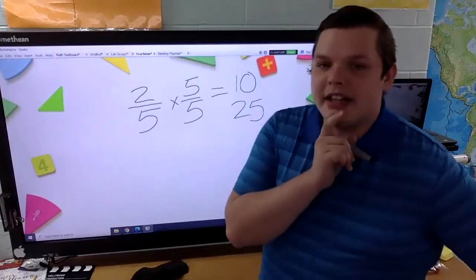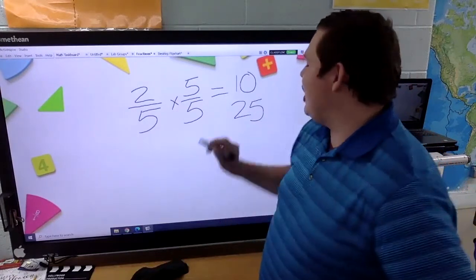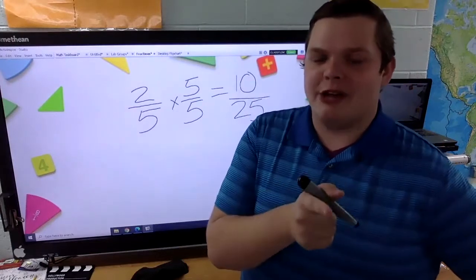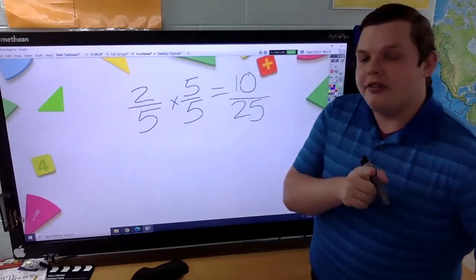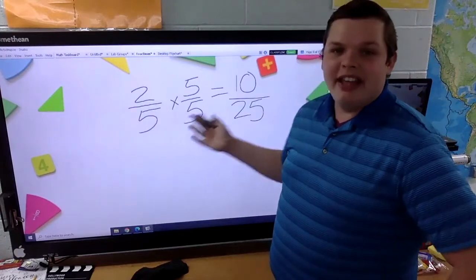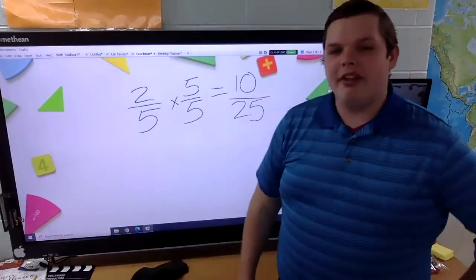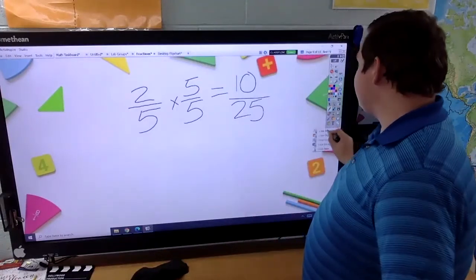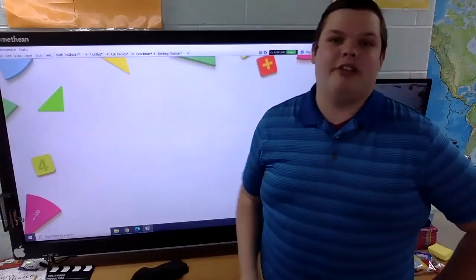What am I missing there? I hope you saw it. Gotta have that bar there, okay? It makes a fraction, it's important. So an equivalent fraction to 2/5 is 10/25. Pretty cool. Let's do one more just to make sure that we are good on this equivalent fraction thing.